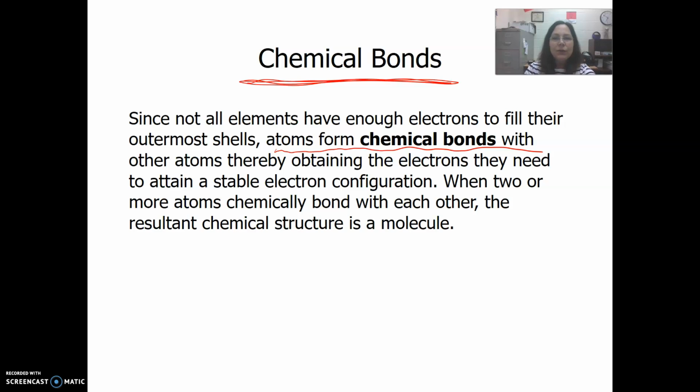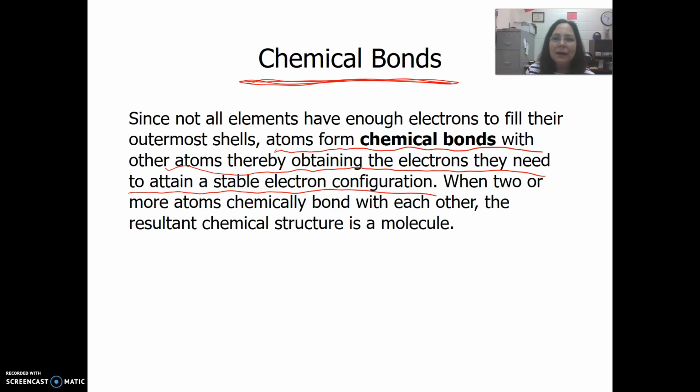So that's the reason for chemical bonds: chemical bonds are formed as a direct result of the valence shell electrons. The outer energy level electrons are what determine which chemicals react with which chemicals. That's a real important thing to remember, okay? And it says that atoms form chemical bonds with other atoms, and therefore they obtain the electrons they need to attain a stable electron configuration and satisfy the octet rule.